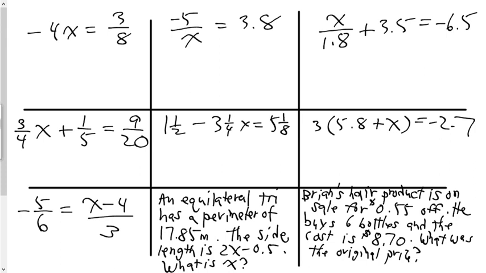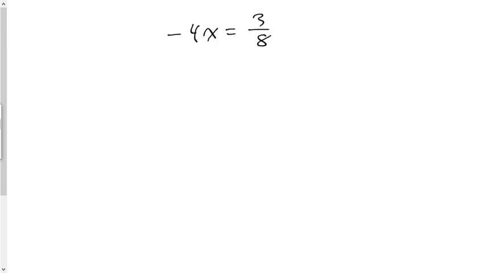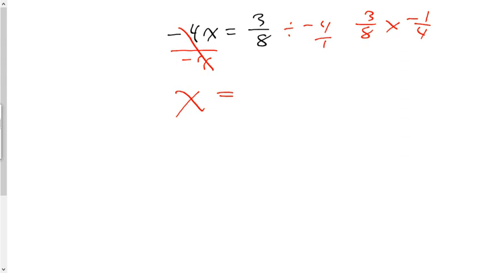Our first question says negative 4x equals 3/8. Since this is your coefficient, you're going to divide both sides by negative 4 to isolate your x. When we look at the other side, I'm having a fraction divided by a whole number. The easiest way is to keep your fraction and multiply by the reciprocal of the whole number, or the flip, since 4 is 4 over 1, the reciprocal is that. And your final answer is negative 3/32.